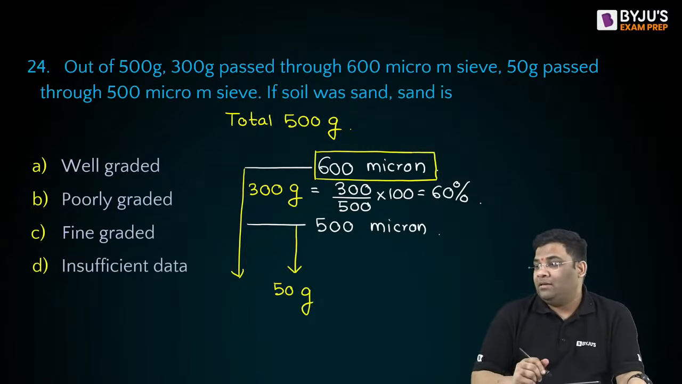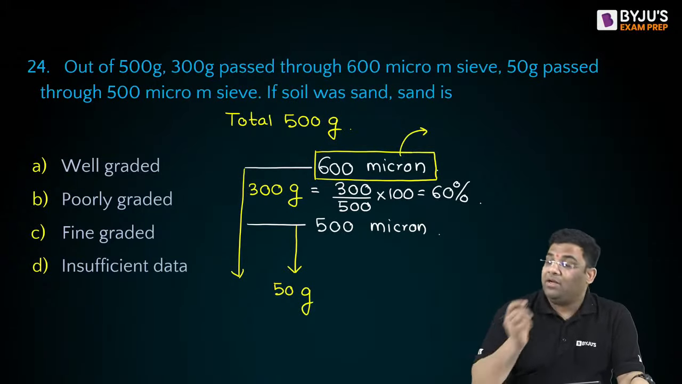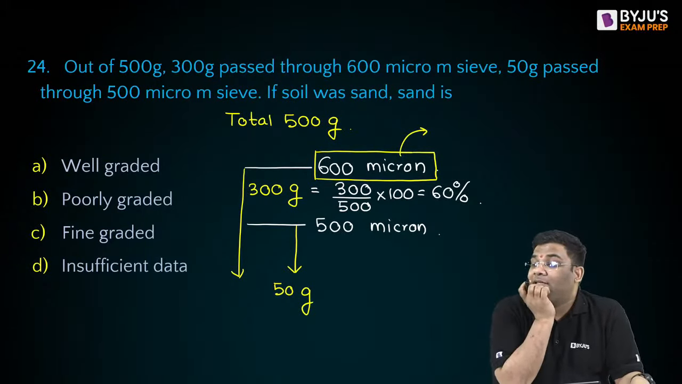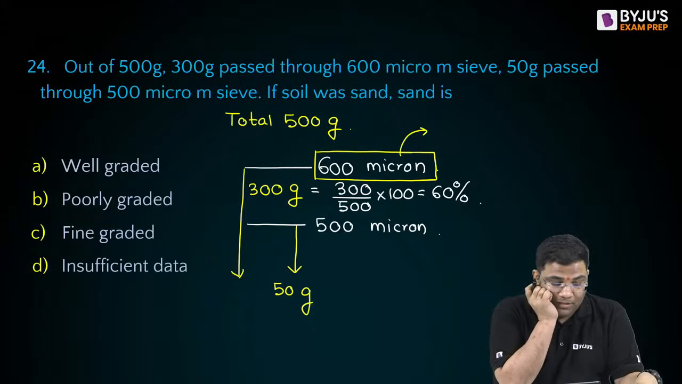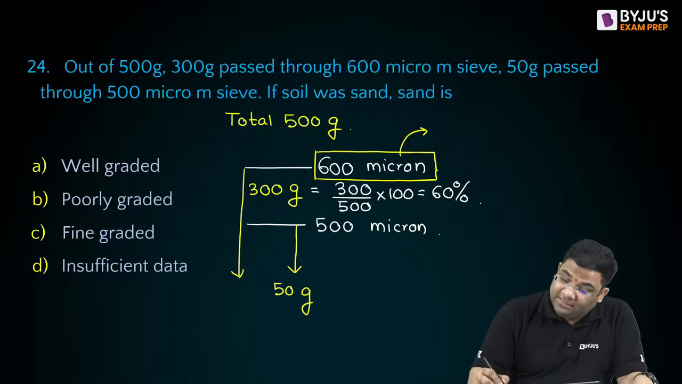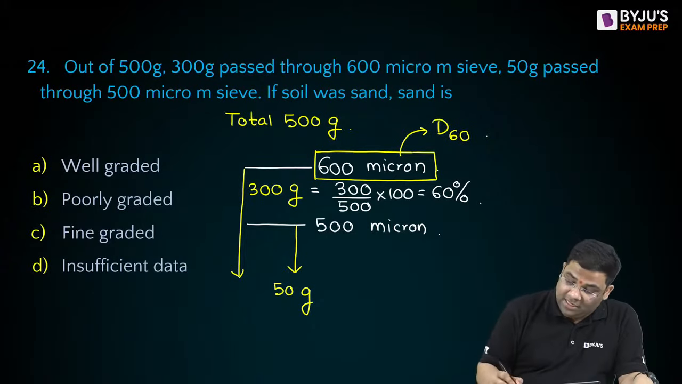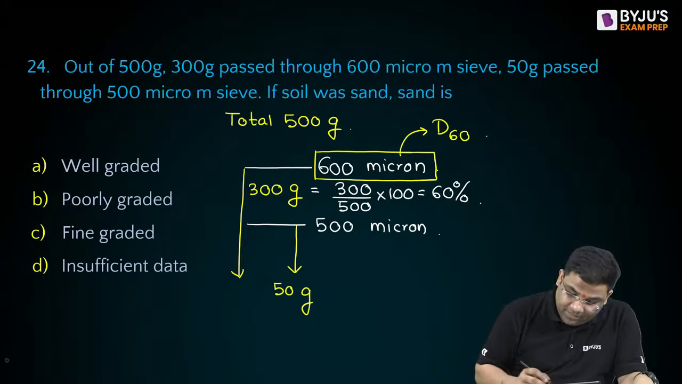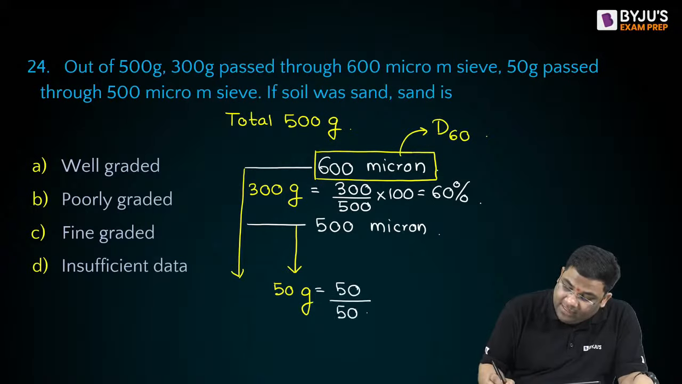What is this size then? What will we call this? 60% is passing through this. What will we call this? Somebody adding insufficient data. This is D60. Now see, 50 gram is what? 50 gram is 50 by 500 into 100. That is equal to how much? That is equal to 10%, right?